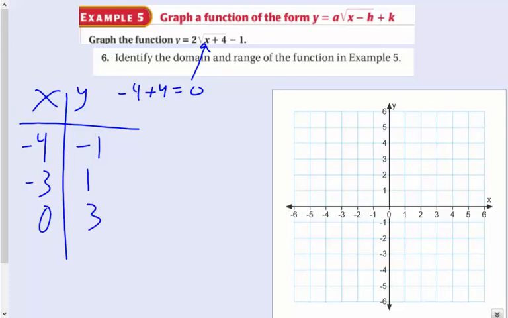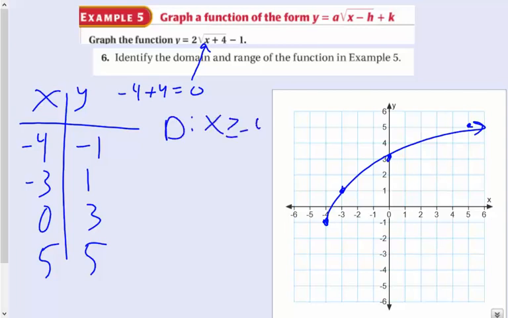And then let's see, if I plug in 1, 2, 3, 4, 5, 5 would be the next number that would work, because 5 plus 4 is 9. So I'm just trying to get to perfect squares. Square root of 9 is 3, times 2 is 6, 6 minus 1 is 5. So there you go. This one's got a lot going on. -4, -1, -3, 1, 0, 3, and 5, 5. And there's our function. Okay, so this one, the domain, x starts at -4 and goes up. The range, y starts at -1 and goes up.